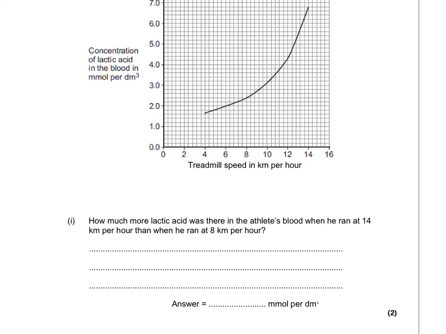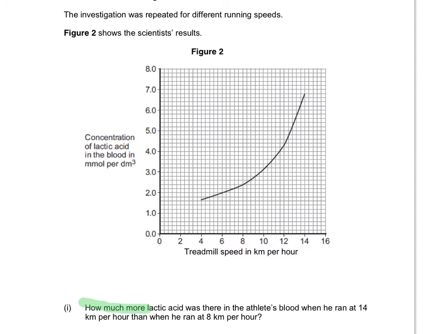The question asks you how much more lactic acid was there in the athlete's blood when he ran at 14 kilometers per hour than when he ran at 8 kilometers per hour. Okay, the phrase how much more tells you you're going to have to work out the difference between the number at 14 kilometers per hour and the number at 8 kilometers per hour. You have to go up to the graph and obviously read off the graph. If you go up from 14 and to the line and come across, you'll get a figure of 6.8. If you repeat the same process at 8 kilometers an hour, you'll get a figure at approximately 2.4. Work out the difference between these and your answer is 4.4.